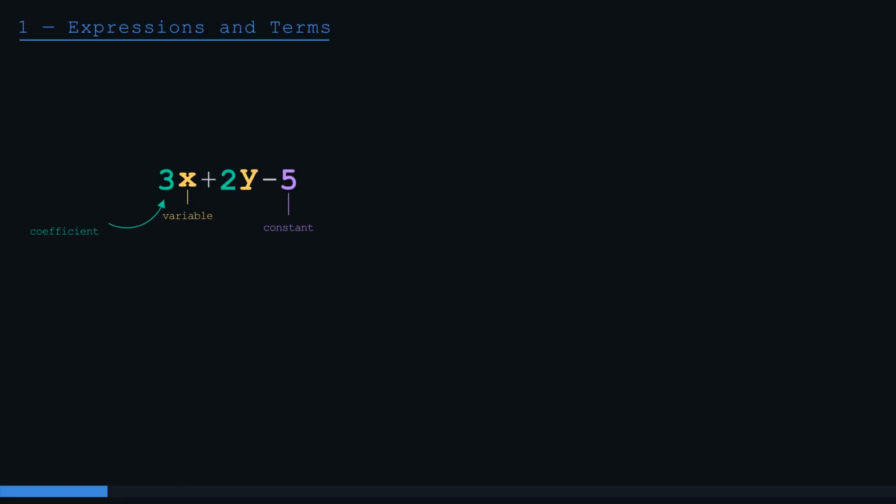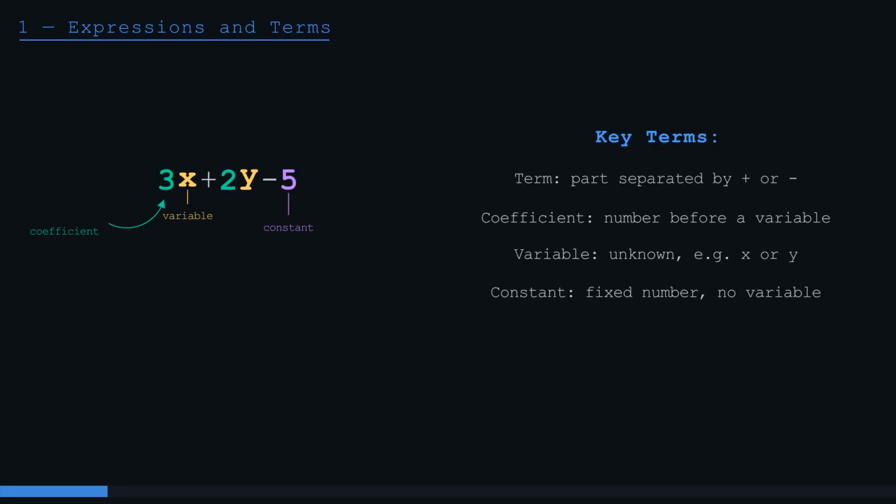An algebraic expression is made up of terms. A term is any part separated by a plus or minus sign. The number in front of a variable is the coefficient, shown here in green. The variable is the unknown, usually a letter, shown in yellow. A constant is a fixed number with no variable, shown in purple. The expression 3x plus 2y minus 5 has three terms.